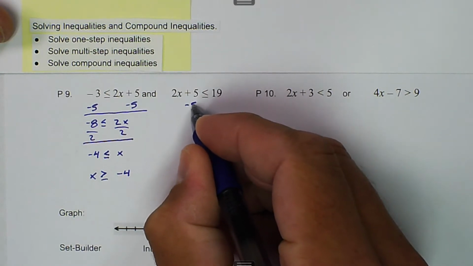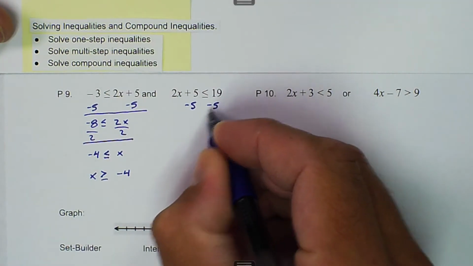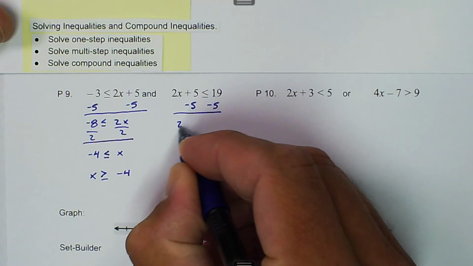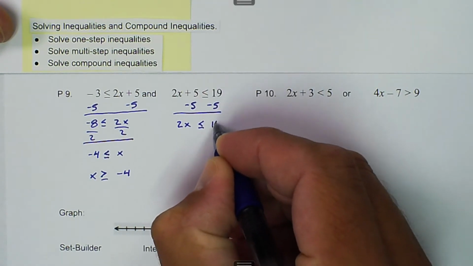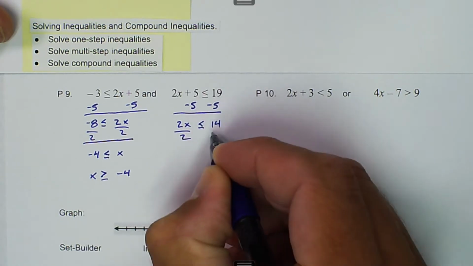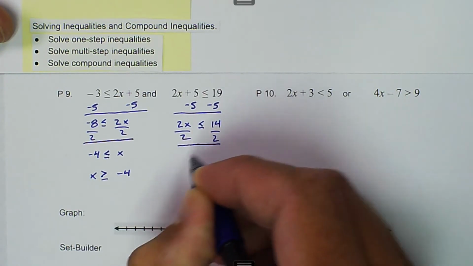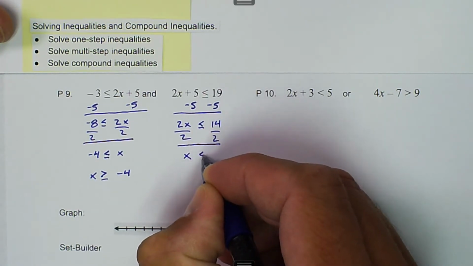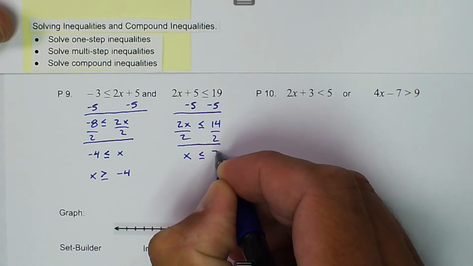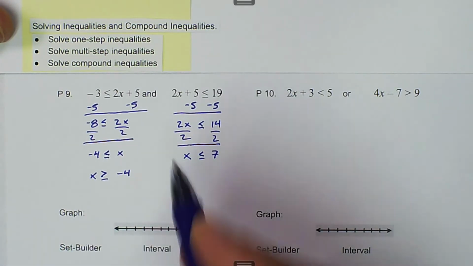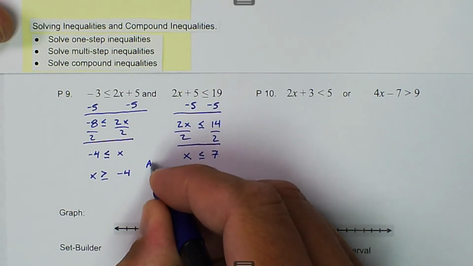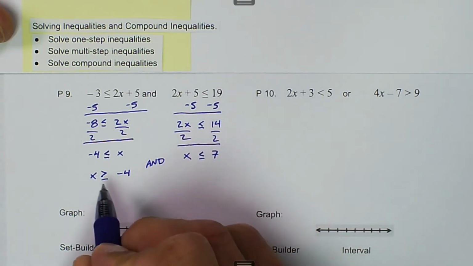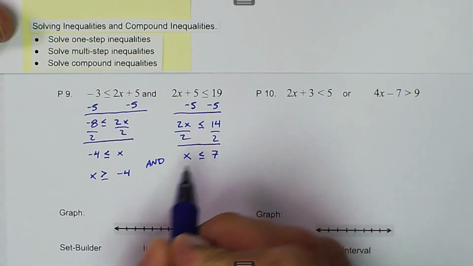Next one, we're going to subtract 5 and subtract 5, and then we get 2x is less than or equal to 14. And then we can divide by 2, and we get x is less than or equal to 7. Now, we have the conjunction and, so we have to make sure we pay attention to that. So I'm going to write that down to remind myself that it has to be this and also this.